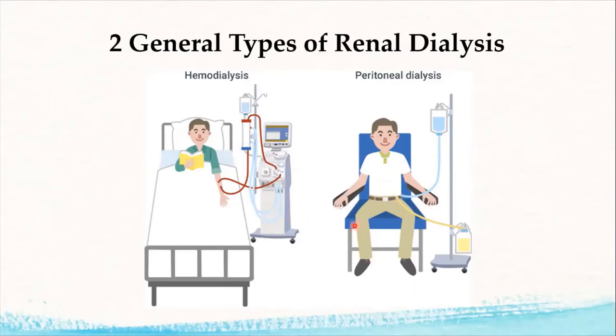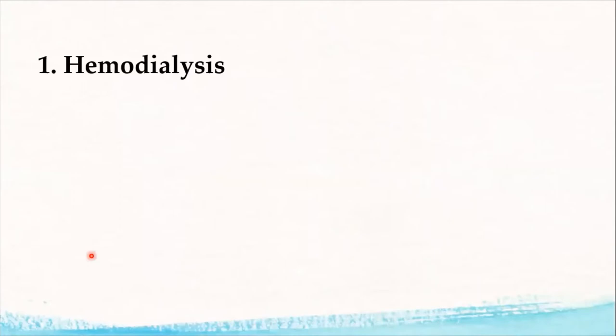So these are the two general types of renal dialysis that are practically performed in clinics, and these procedures can be done at home also under proper hygienic conditions. First of all, we will see hemodialysis, and hemodialysis basically means cleaning the blood. Now, when we say cleaning the blood, what does it mean? It means cleaning the blood by removing the nitrogenous waste from the body.